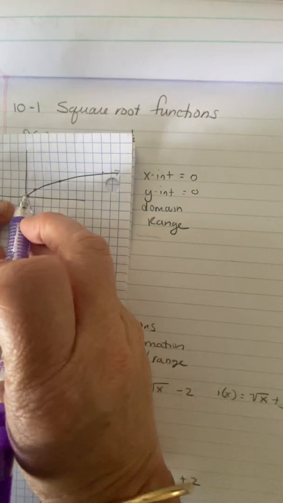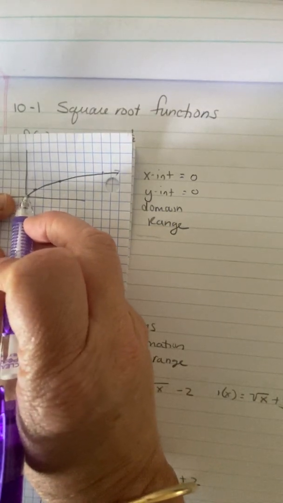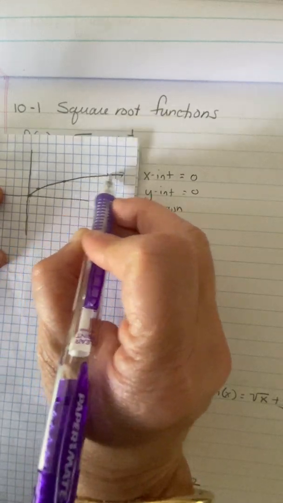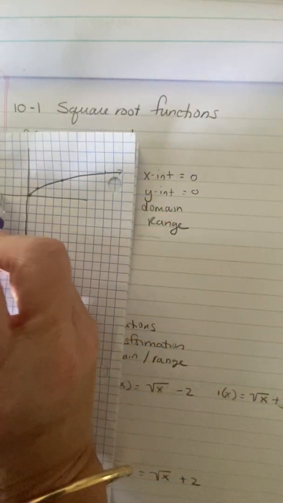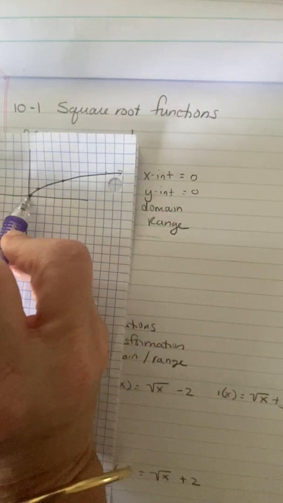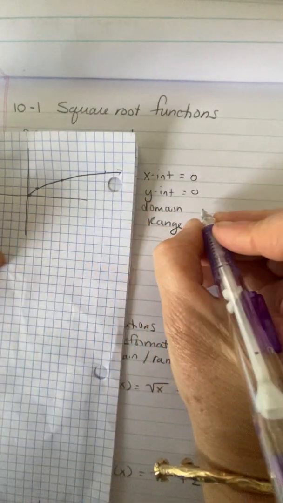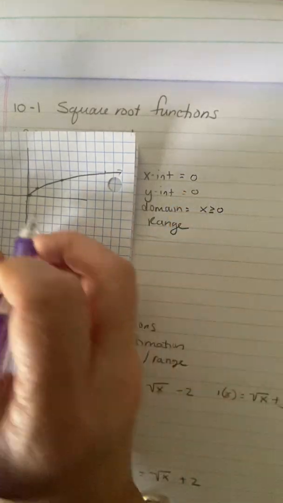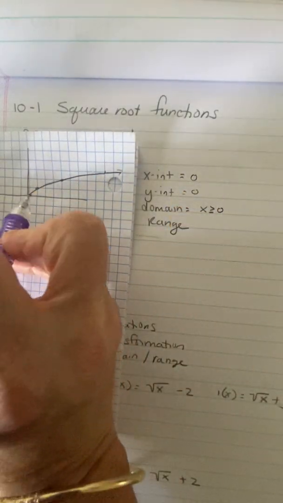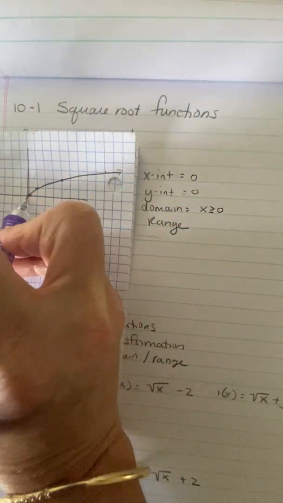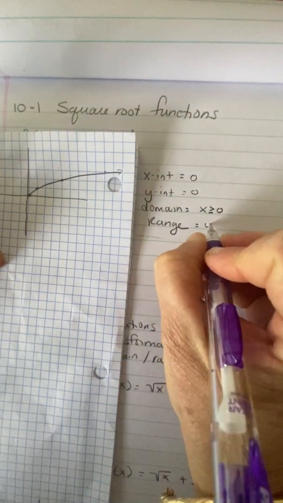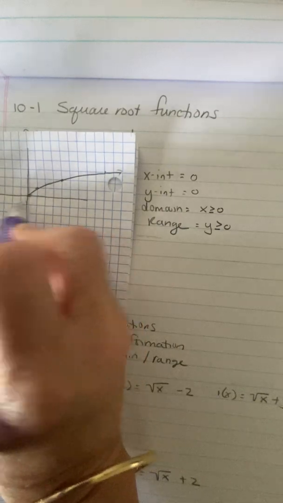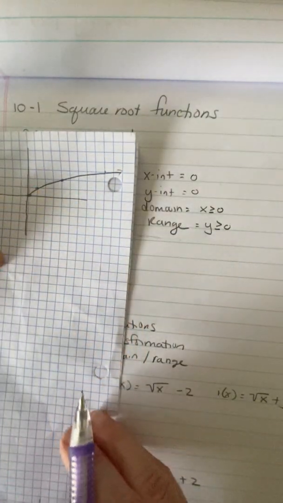The domain. So the domain is not all real numbers because it doesn't keep going on this side. But it is all real numbers greater than 0, because if I look at the x-axis at the 0, it's going to be on the right side of it. So I'm just going to put x is greater than or equal to 0. The range is up and down, so it doesn't go down here. So I'm going to say that the range is y is greater than or equal to 0 because it's above the 0 line on the y.